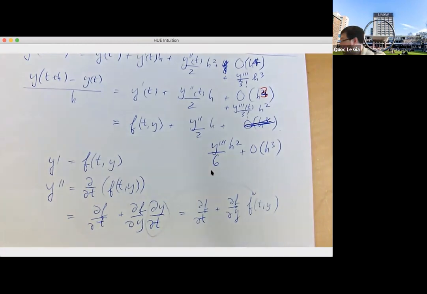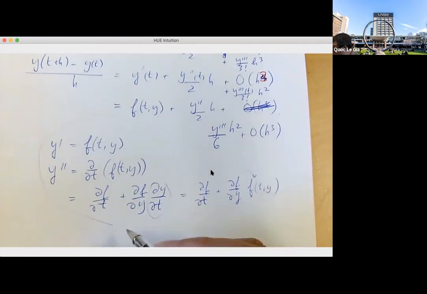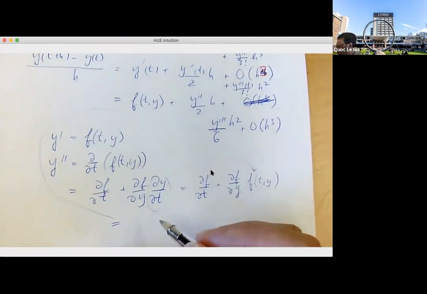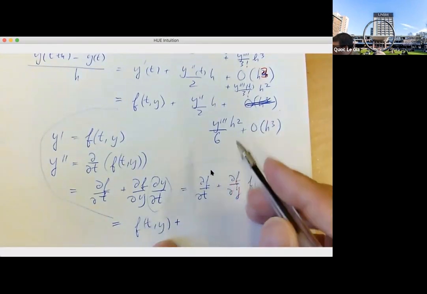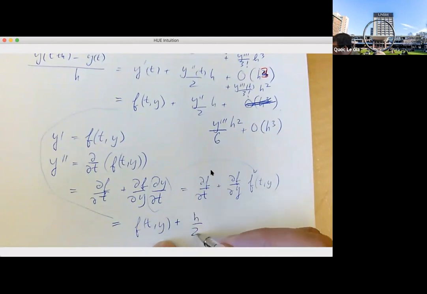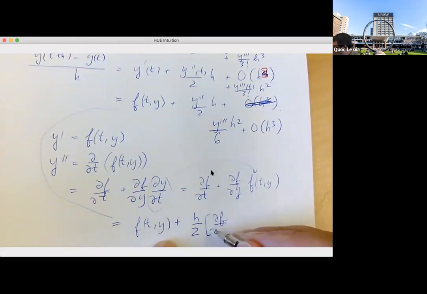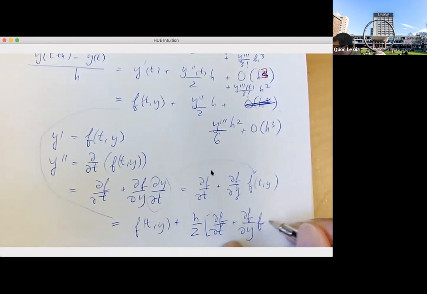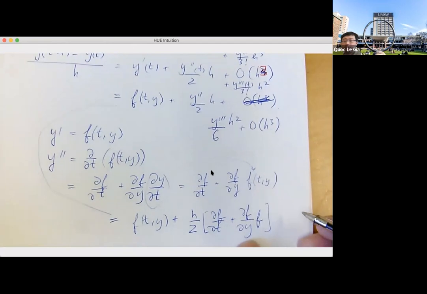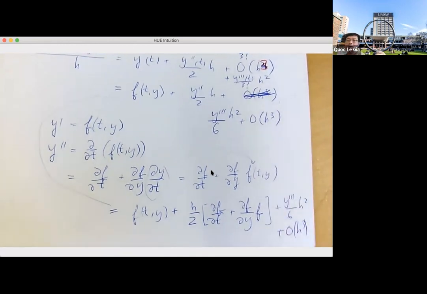So I will put in the whole sequence here. Then this one becomes f of y, plus h over 2 times y double prime, partial f with respect to t plus partial f with respect to y times f, plus y triple prime over 6 h squared plus O(h cubed). Okay, so I just plug it in.